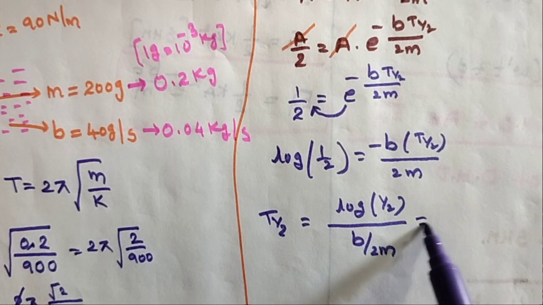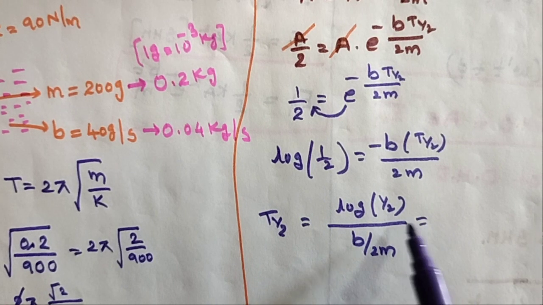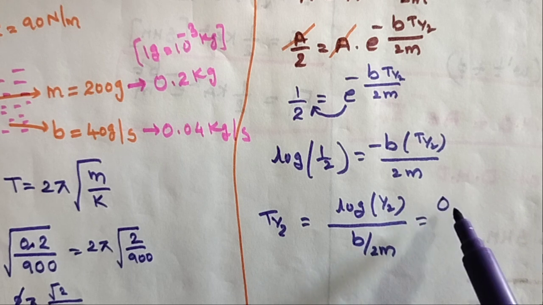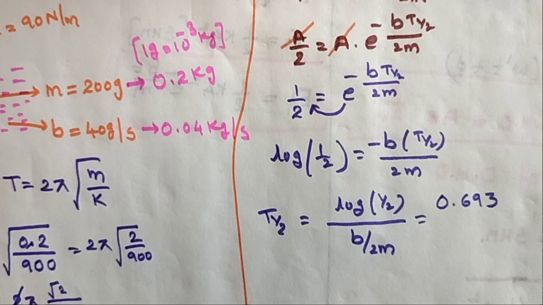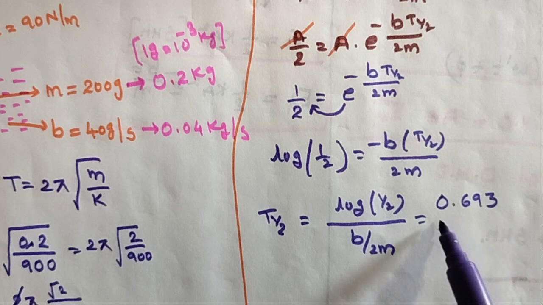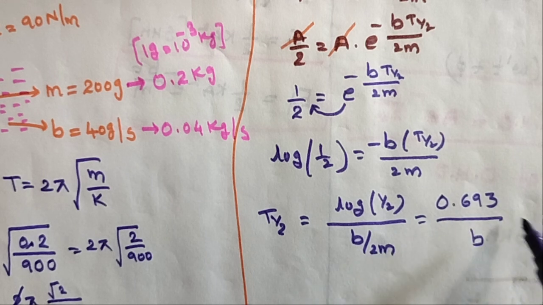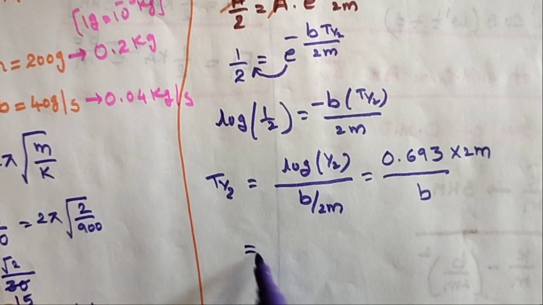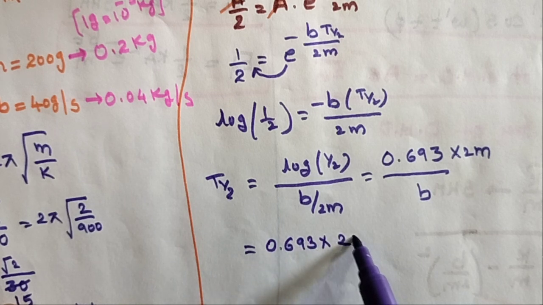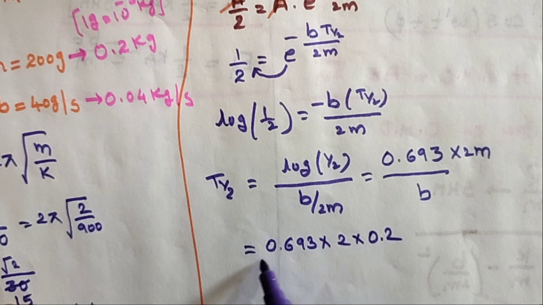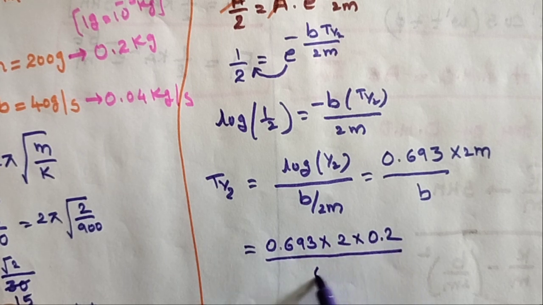Here log 1 by 2, what is the value? Remember, 0.693. So t off is equal to 0.693 by b, and the 2m goes upward, into 2m. Substitute all these values: 0.693 into 2 into mass 0.2, and the b value is 0.04. Now calculate.